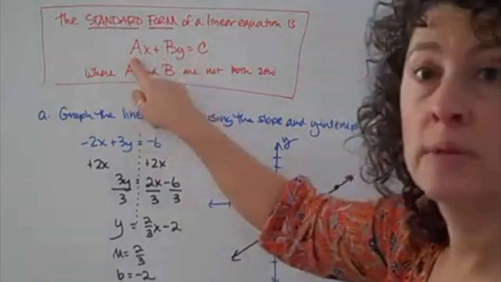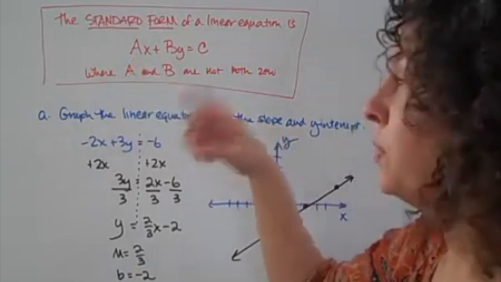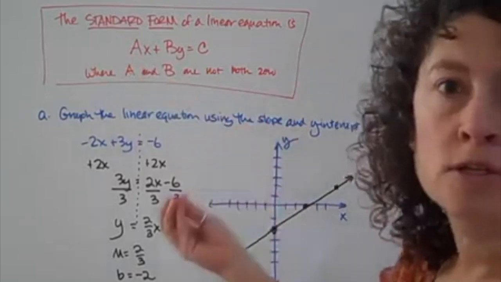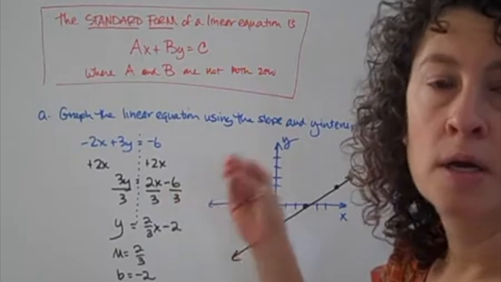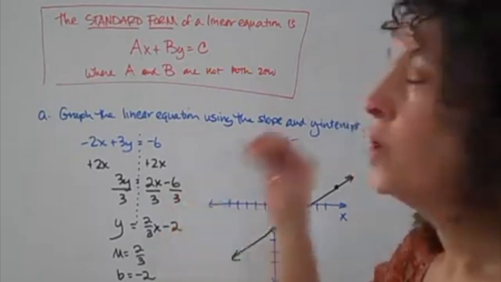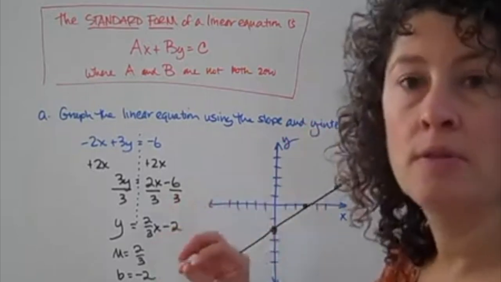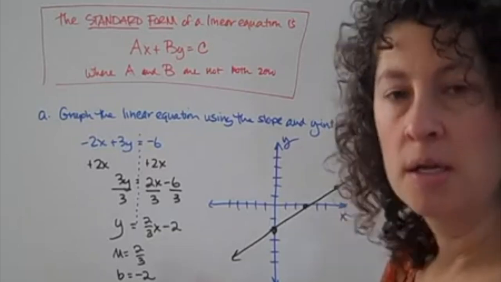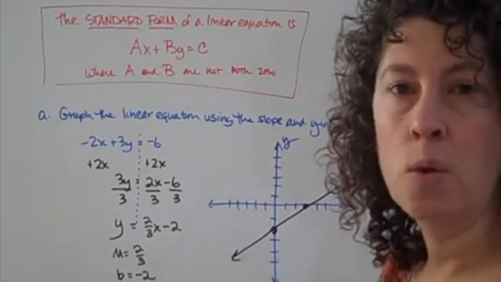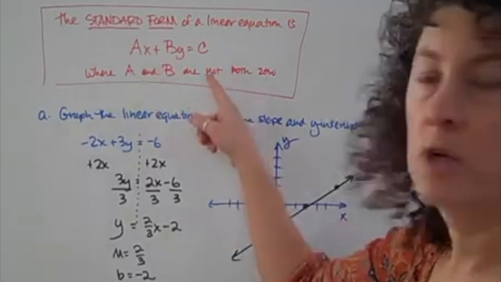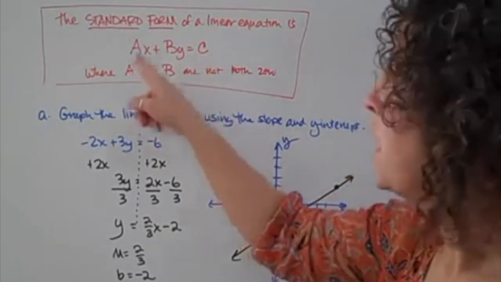You'll notice that we have some letters that are different from our slope-intercept form. In slope-intercept form, we use m for our slope, so there's a number there that tells us the slope of the line. We use a lowercase b that represents the y-intercept of a line. That tells you where that line crosses the y-axis. In this form of an equation, we have capital letters. So we have A, B, and C.